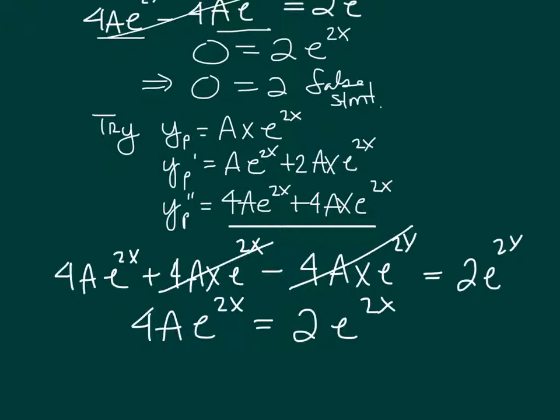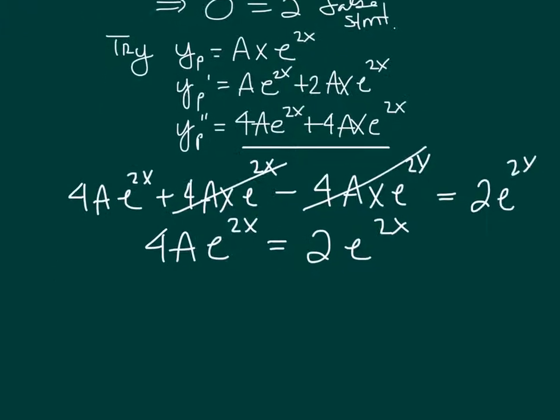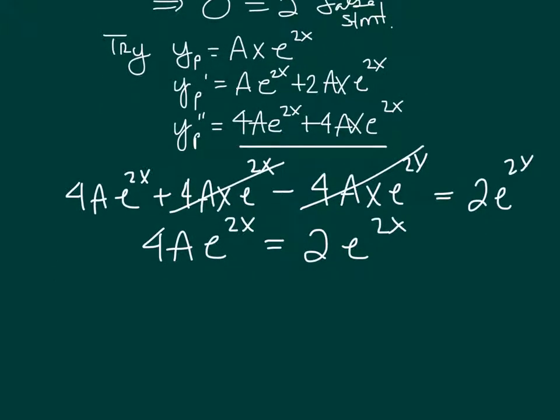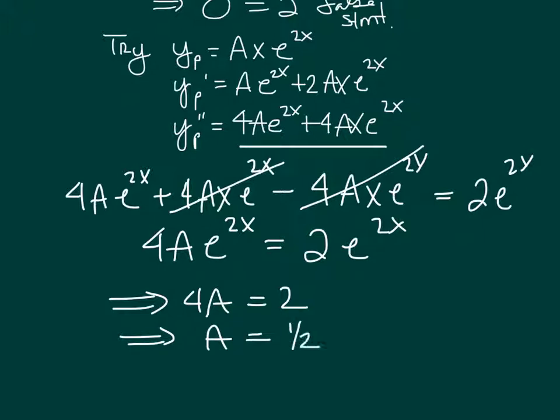So here, now we want to equate the coefficients. I mean, here we don't get a false statement, right? This is e to the 2x, this is e to the 2x. Well, if these guys are equal, that means these guys are equal, right? So that implies 4a equals 2, which is just simply a half. So a is a half.